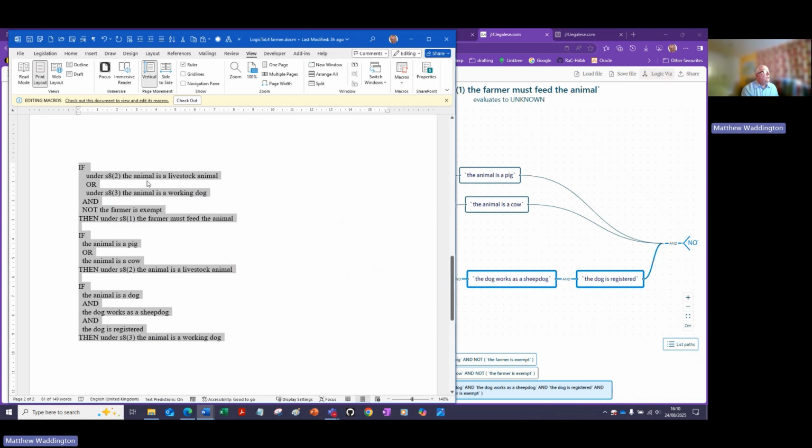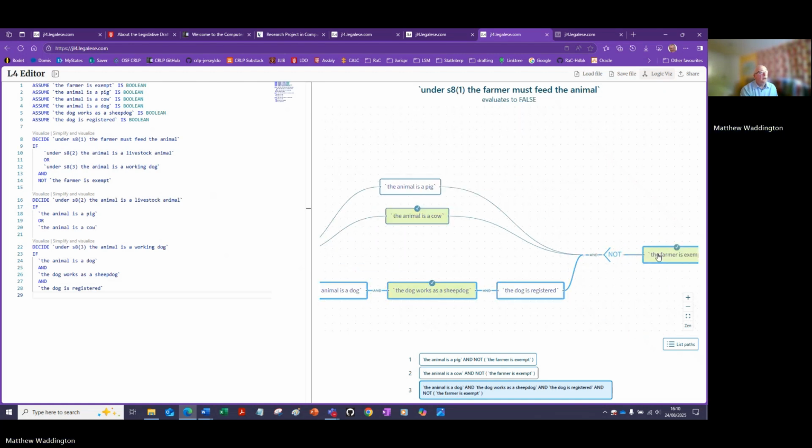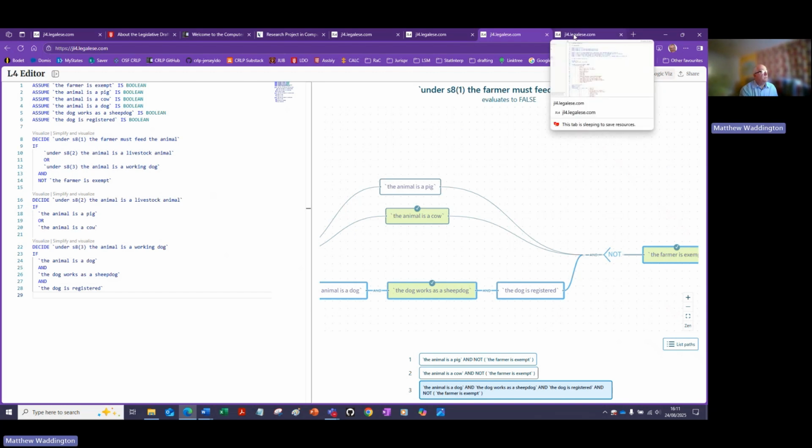So we think if you can do this, then you can automatically, at the moment through a 2-step process, convert it into this, which is interactive and does produce results and can be used. So that's what we're hoping to talk to legislative drafters across the Commonwealth about, and to get people to try it out for themselves.